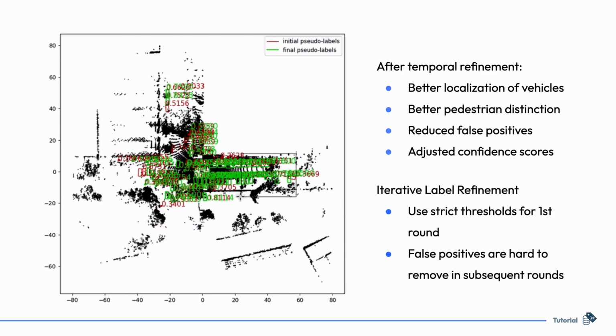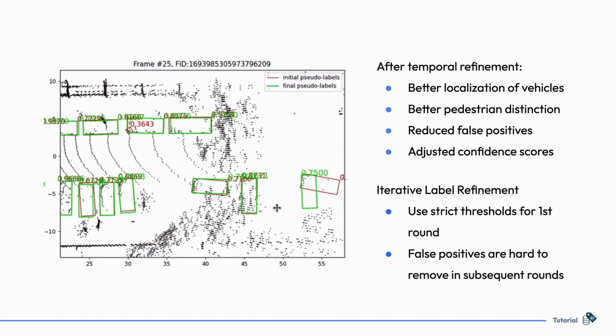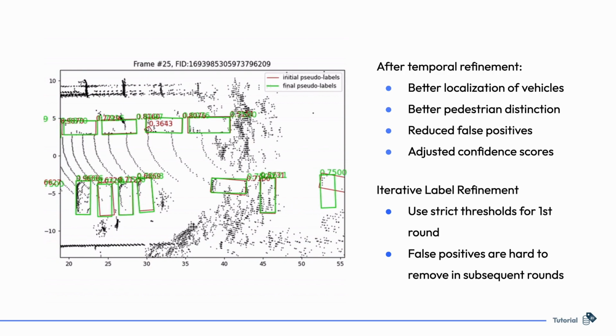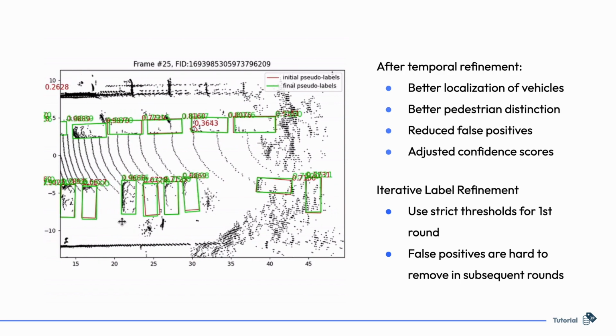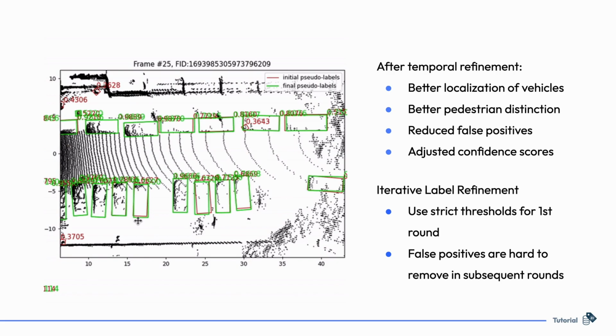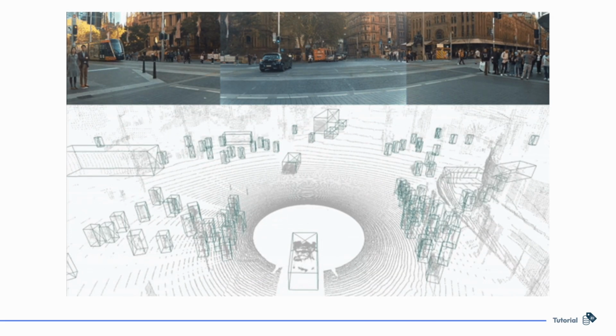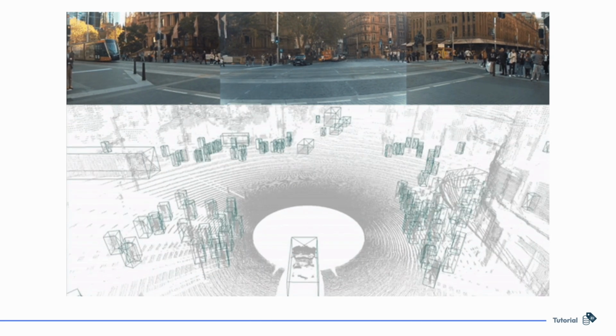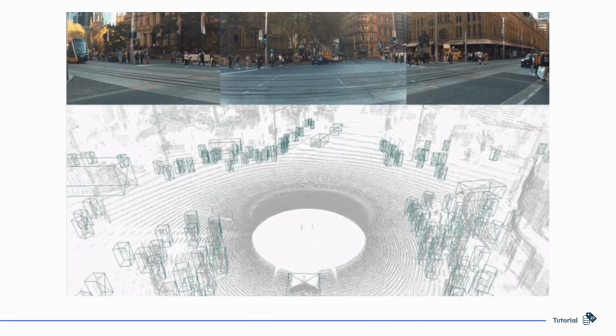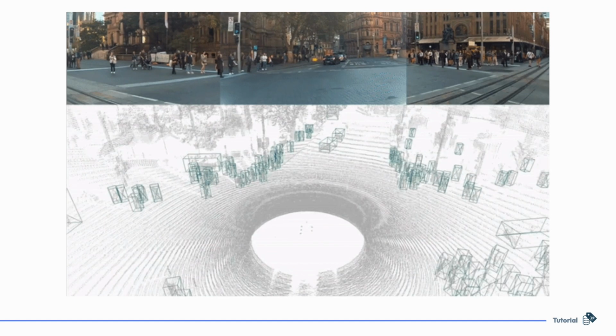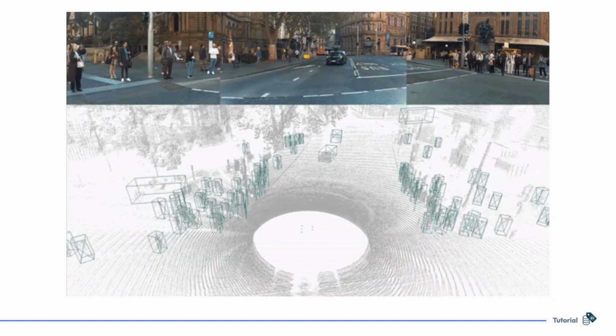So with the iterative label refinement, we also use strict thresholds for the first round, as we mentioned before, because it's hard to filter out the false positives. And this here is a 3D detector that was trained with our Ouster point clouds that were auto-labeled from this framework. You can see here in Sydney CBD, there's a lot of pedestrians, and I think the detection is pretty good.